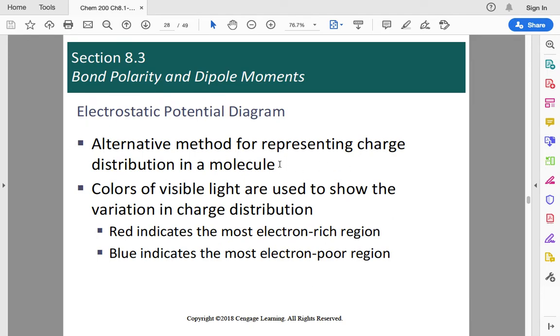Another way you'll see it in your textbook and online and in your homework are these electrostatic potential diagrams. These aren't things you will draw. They're usually generated by a computer, but I just want to show you what they look like so you understand what it is when you see one. Red will typically indicate a very electron-rich area, so this would be the slightly negative side. Blue will indicate an electron-poor region, so this would be slightly positive.